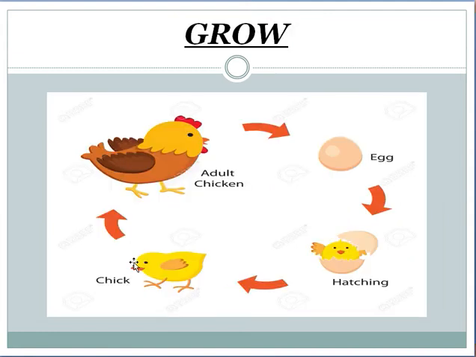Next is grow. All living things grow and go through a life cycle. Like animals have babies which grow and resemble their parents. Adult plants produce seeds which grow to make new plants. You can see in your picture: egg, hatching, chick, adult chicken.